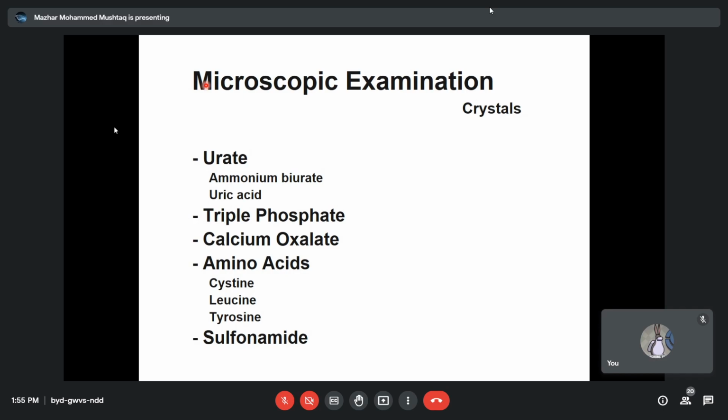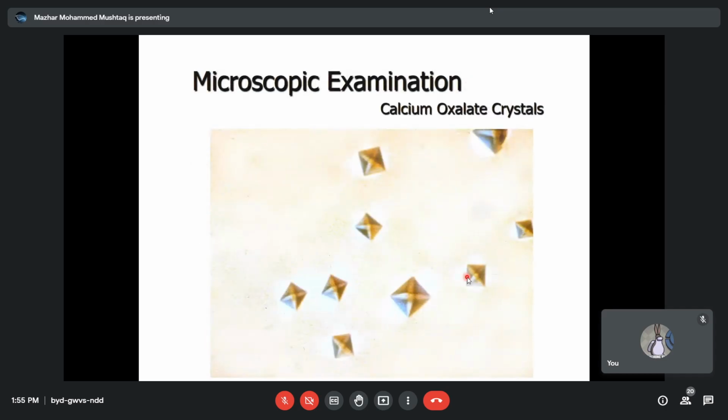Microscopic examination, the crystals. You can have a urate crystal, which can be ammonium biurate or uric acid. You can have a triple phosphate, calcium oxalate, amino acid crystal, for example cysteine, leucine, tyrosine, and sulfonamide crystal. So all these are the different types of crystal which you can see under the microscope. Now I'm going to show you some of the important crystals. You must keep their shape in your mind. For example, the calcium oxalate crystal.